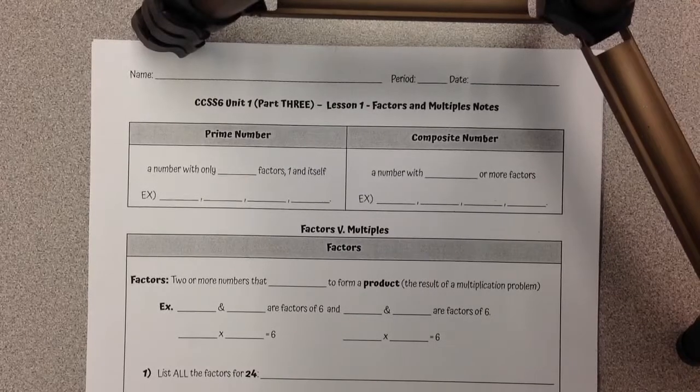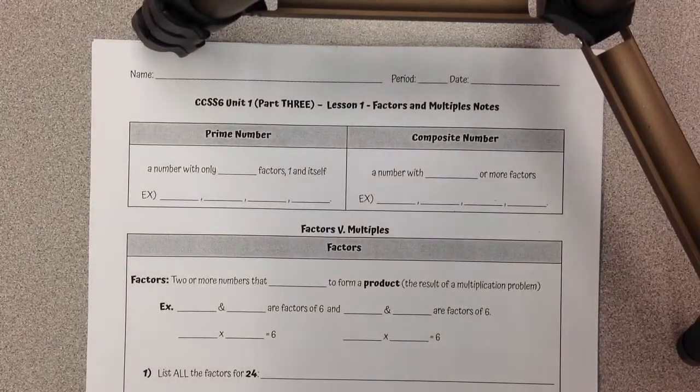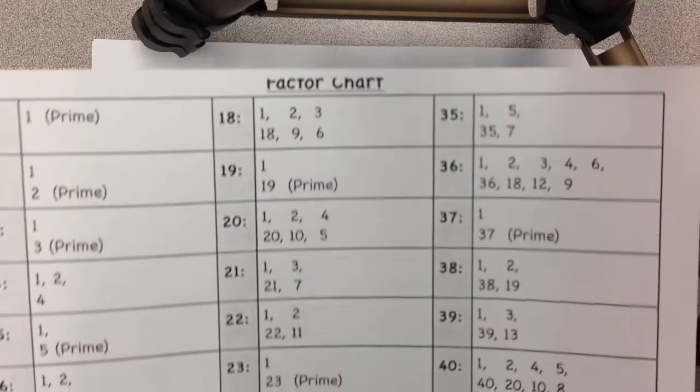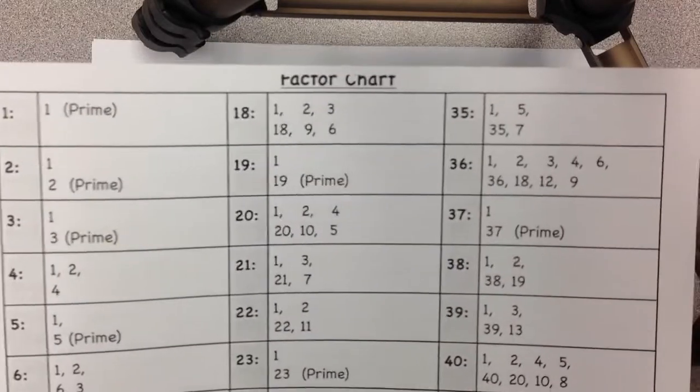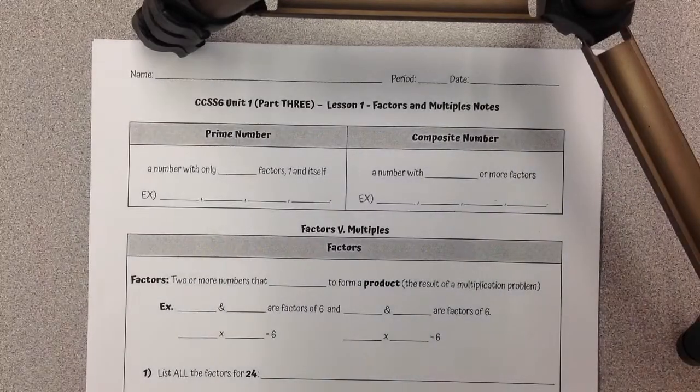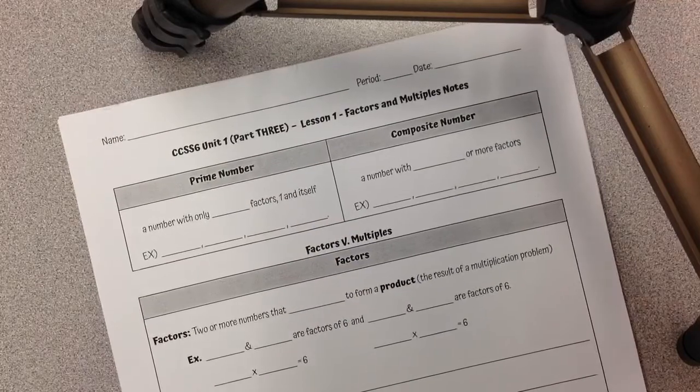All right, everybody. Today is our first lesson for part 3 of Unit 1, and the topic is factors and multiples. So you will need your multiplication chart, and you can also use your factor chart, which is what we handed out to you the other day. Okay, so to start, we're going to talk about prime numbers and composite numbers.